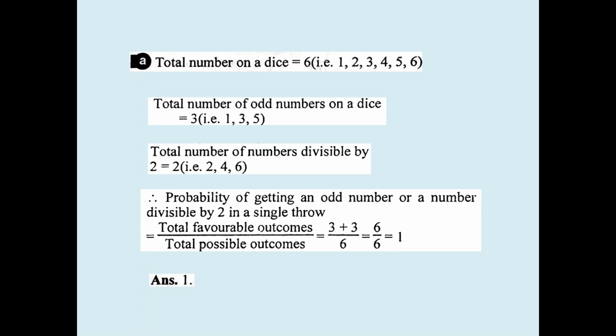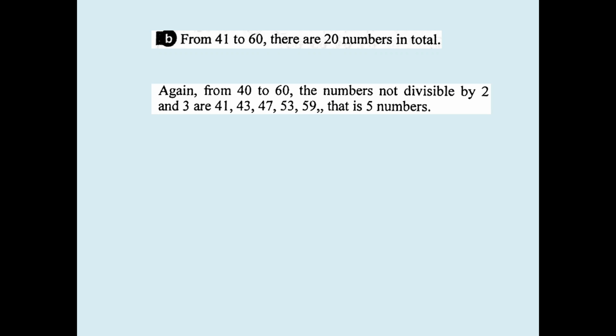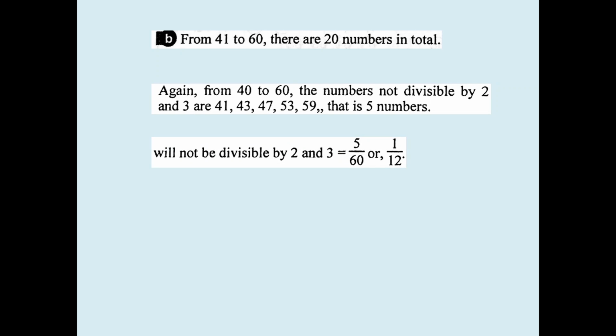Now, the answer is 1. Now, question number B. From 41 to 60, there are 20 numbers in total. The numbers not divisible by 2 and 3 are 41, 43, 47, 53, 59. That is 5 numbers. The probability of not being divisible by 2 and 3 equals 5 by 20 or 1 by 4. Therefore, the answer is 1 by 4.